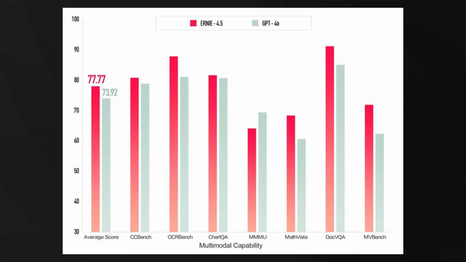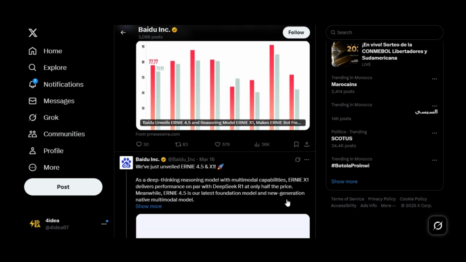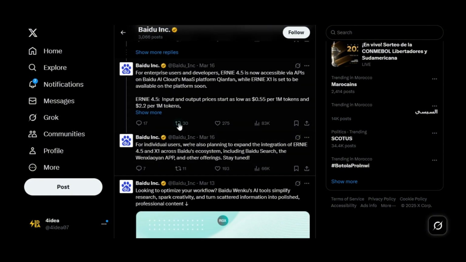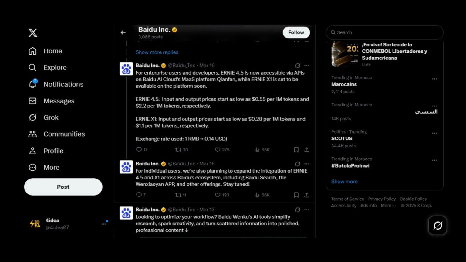77.77% on a major AI benchmark compared to ChatGPT's 73.92%. That's a bold claim, but here's where it gets wild. Baidu is pricing this monster at just 1% of GPT 4.5's cost. We're talking RMB 0.004 per thousand input tokens and RMB 0.016 per thousand output tokens, basically pocket change compared to its rivals. Businesses looking for high-performance AI without breaking the bank, this might be the one.